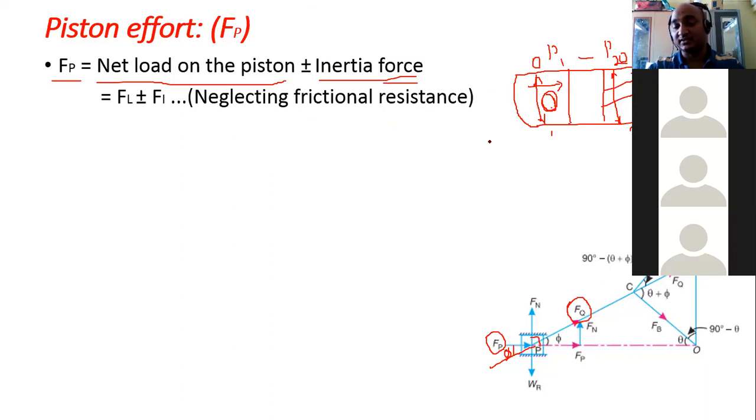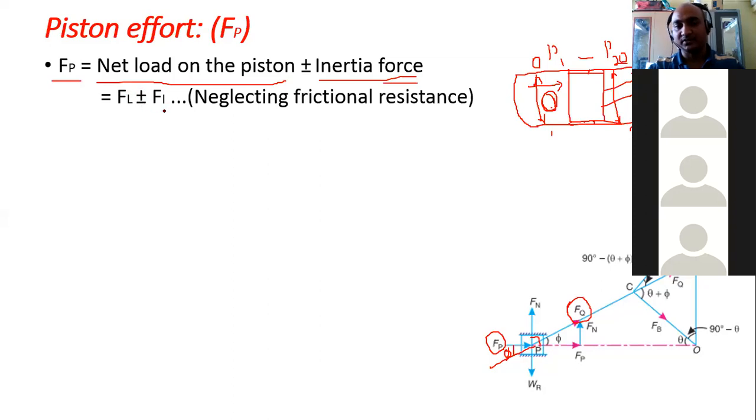Again, friction force is also there. If you consider frictional force, obviously that will be deducted from the equation. Friction force is available between the piston wall and the piston rings. Okay, here piston rings are available. Therefore Fp will be equal to Fl, that is net load, plus minus Fi. Now why plus and minus? Why not only minus?